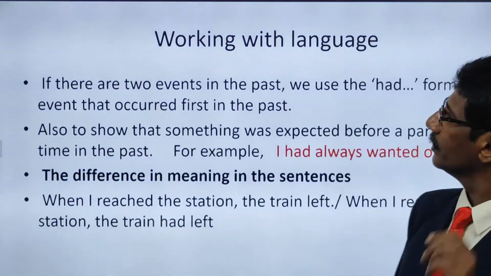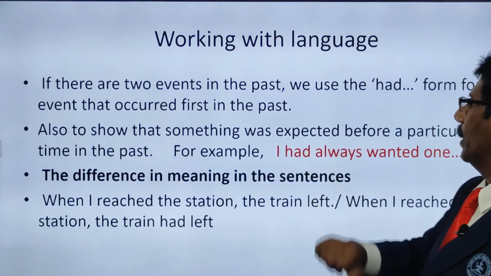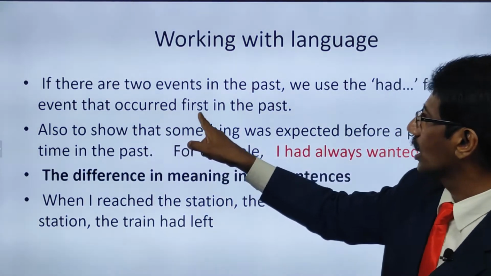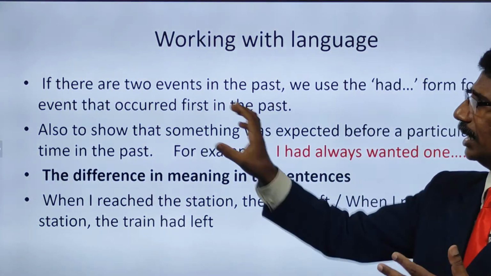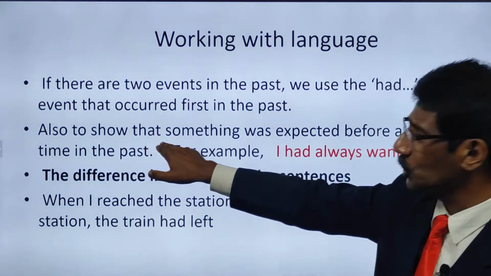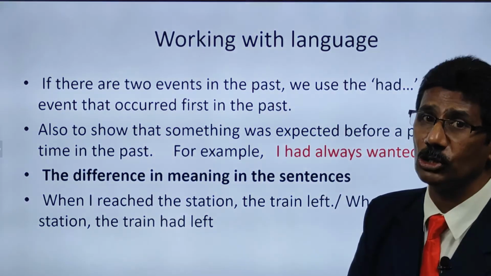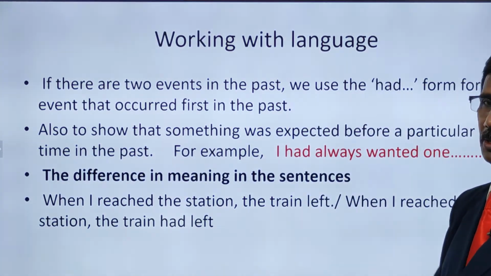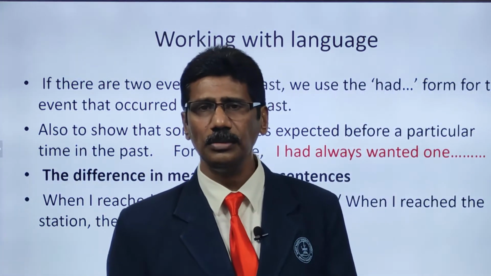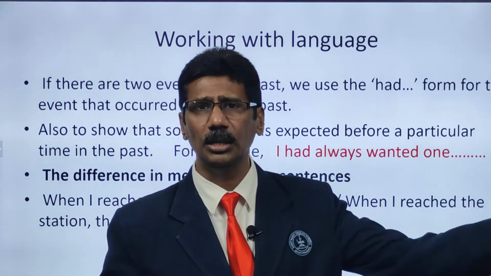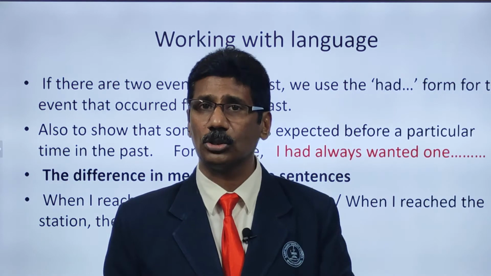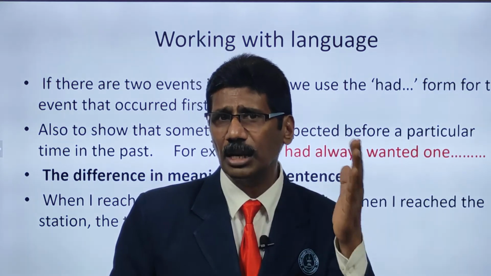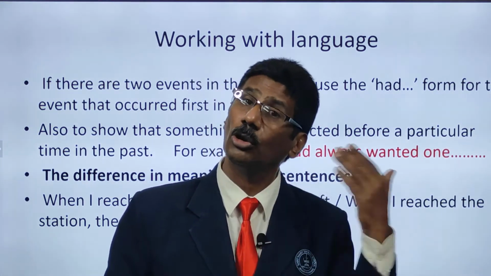One more slide. If there are two events in the past, we use the had form for the event that occurred first in the past. Whatever I explained, I have written as a sentence. Second, past perfect is also used to show something was expected before a particular time in the past. You have been expecting something for so many days, so many years, which might have become true or might not have. Usually it is the negative part. It didn't happen, but you always wished it.